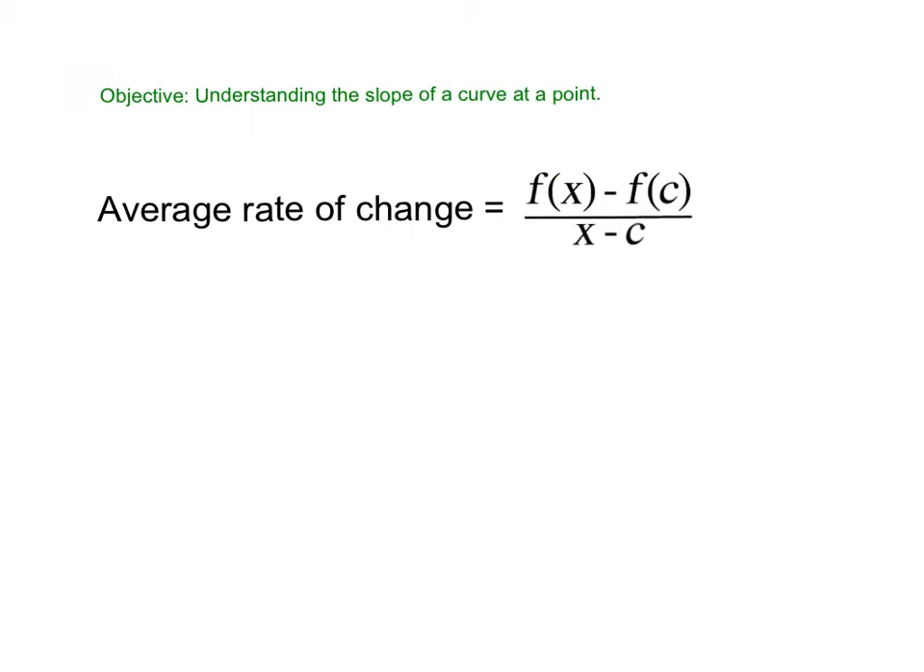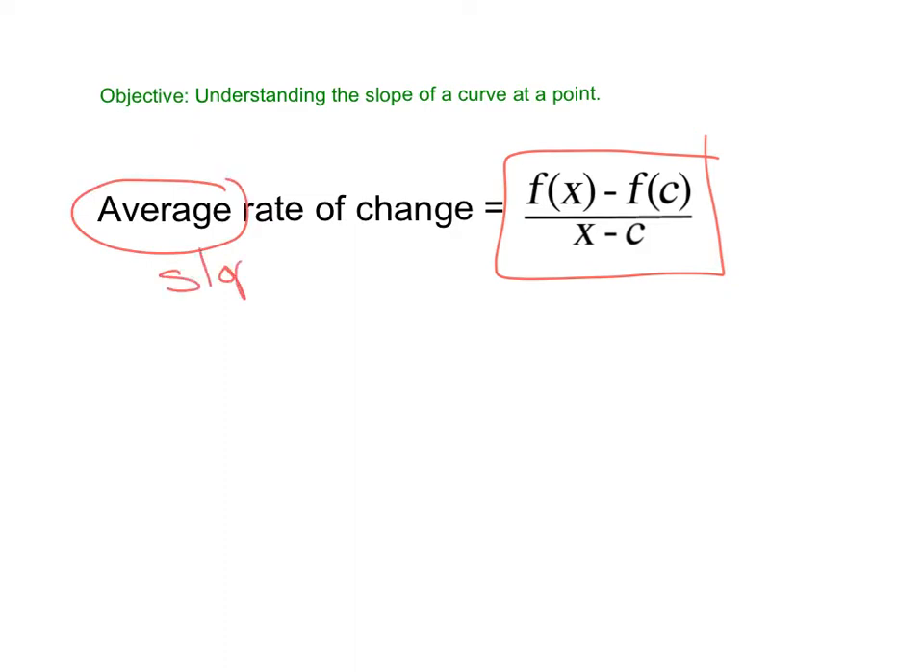So this is our average rate of change, and we've seen this before, right? f of x minus f of c over x minus c. Whenever you see average, you're just going to think slope. Right? Our slope formula. That's our y2 minus y1 over x2 minus x1.